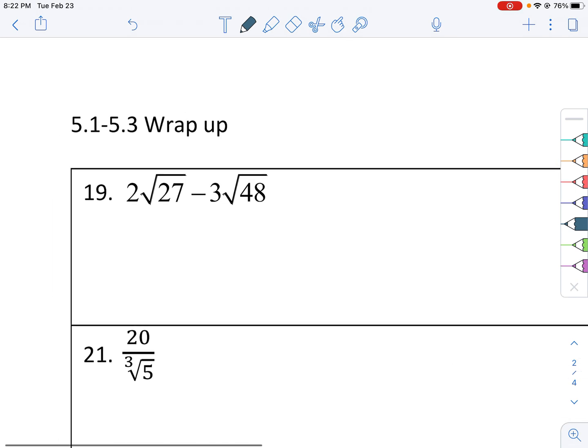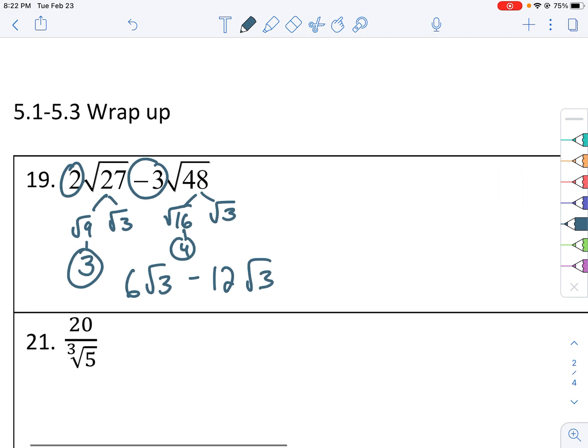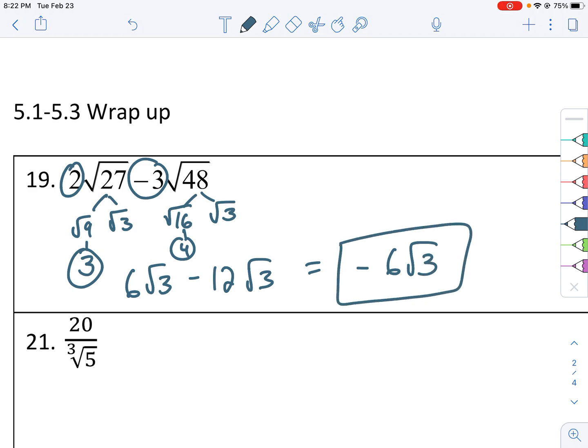So this is 2 square root 27. I like to simplify these ones first. So this is square root 9, square root 3. That tells us that 48 is divisible by 3. So that's square root 3, and then the square root of 16. 9 becomes 3. 2 times 3 gives us 6 square root of 3 minus square root 16 becomes 4. Negative 3 and 4 is 12. Square root of 3, so 6 minus 12 gives us negative 6, square root of 3.